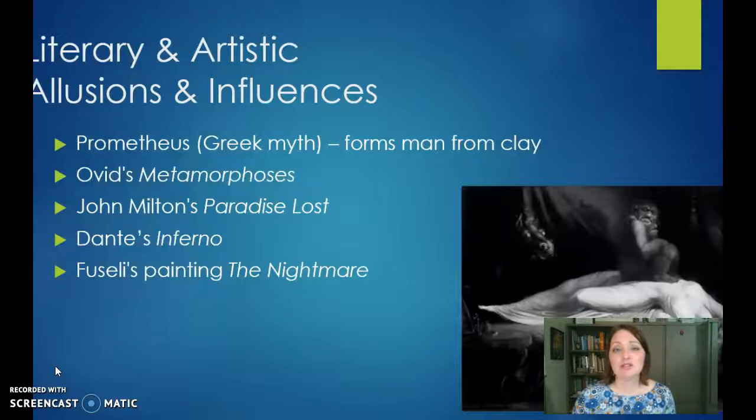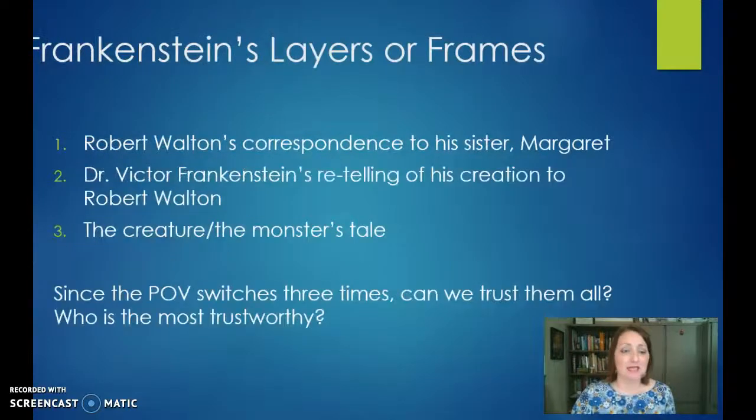There are allusions to other literary pieces in Frankenstein: Prometheus, the Greek myth, Metamorphoses, Paradise Lost, Inferno, and the picture that I have here in this PowerPoint, The Nightmare. There are layers to, I think I called him Walden before, it's Walton. There are layers to the novel Frankenstein.